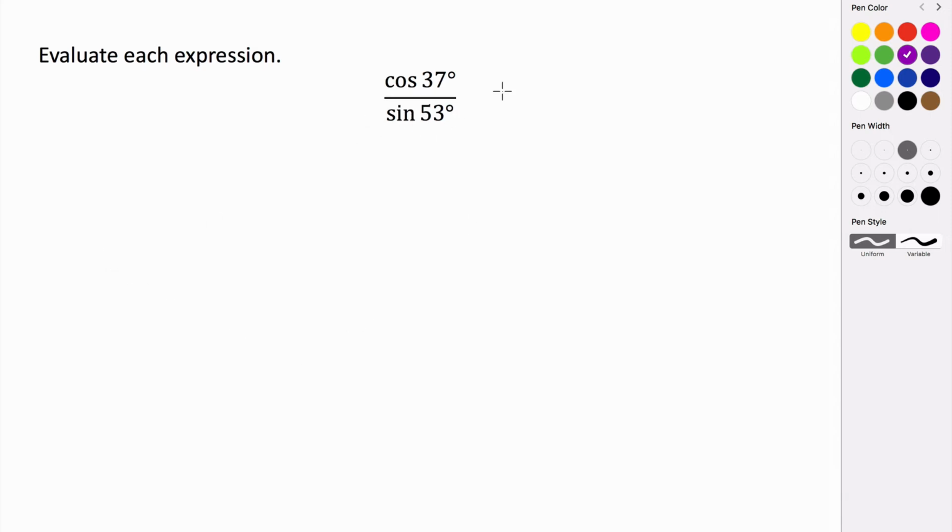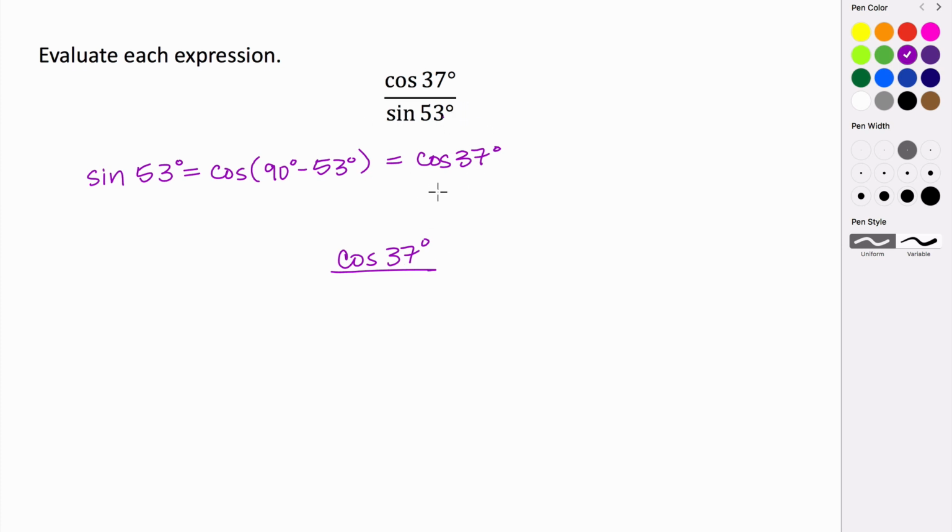I'm going to change the sine to be its cofunction, which is the cosine. So the sine of 53 degrees is equal to the cosine of its complement. So 90 minus 53, that's 37. So this is just the cosine of 37 degrees, which means that this whole thing turns out to be the cosine of 37 degrees divided by, so we change the sine to cosine, the cosine of 37 degrees. Anytime you divide something by itself, you get 1. And that's how you use the complementary angles theorem.